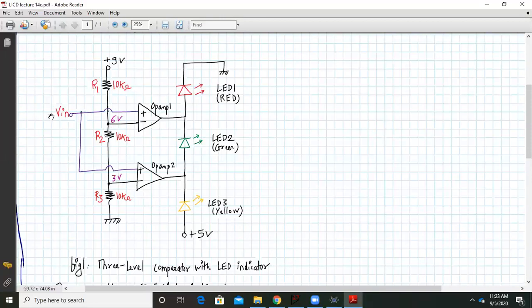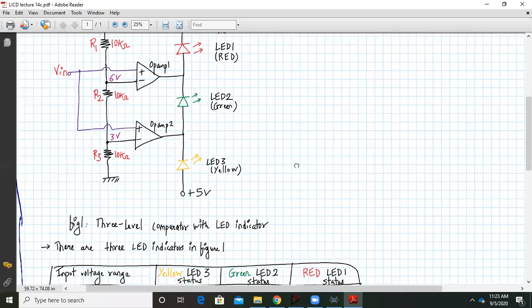Now the 6 volts is applied to the inverting terminal of op-amp 1. 3 volts is applied to the inverting terminal of op-amp 2, and the input voltage is given externally at the non-inverting terminal of both the op-amps. That can be a DC or an AC voltage. At the output we have three LEDs connected: yellow LED, green LED, and the red LED. To the yellow LED we have applied +5, and the green LED cathode is connected to ground. So this is my circuit description.